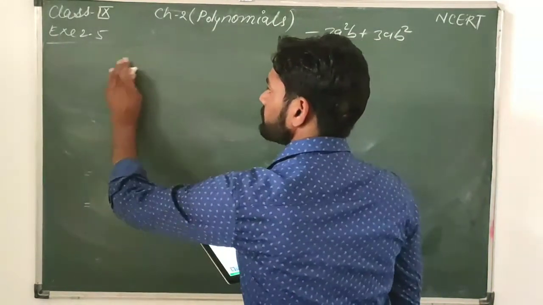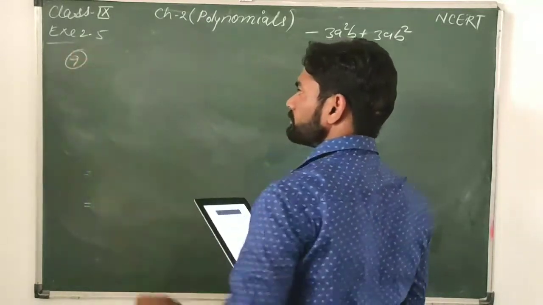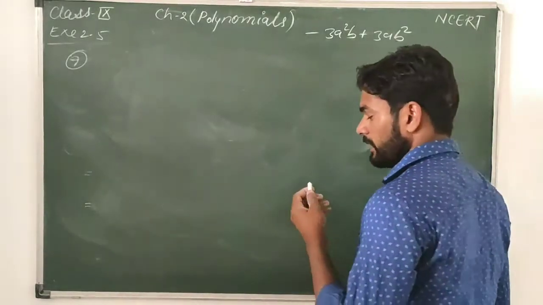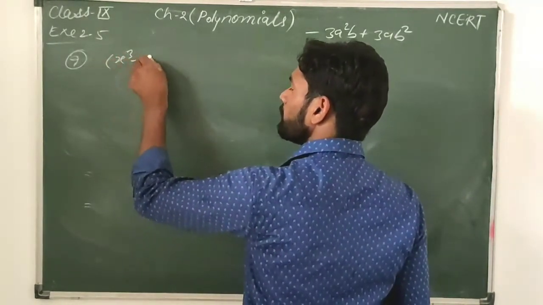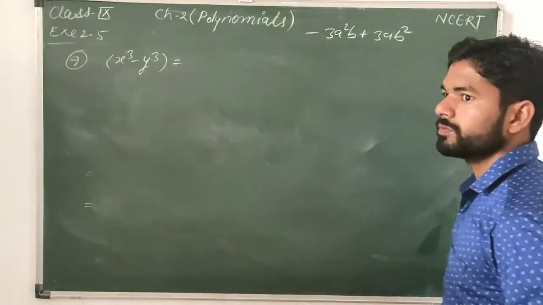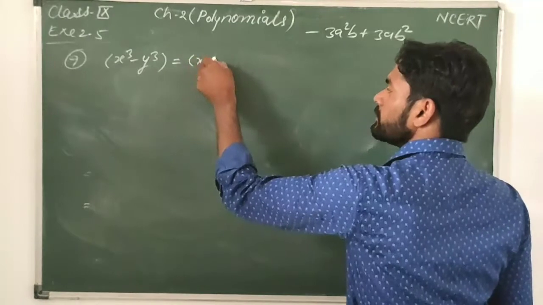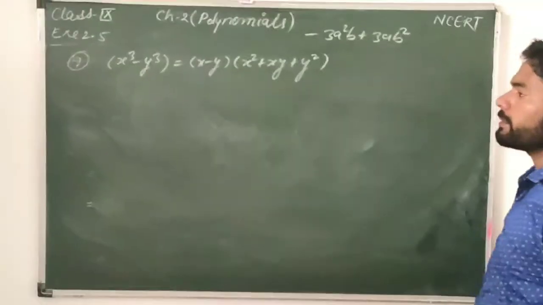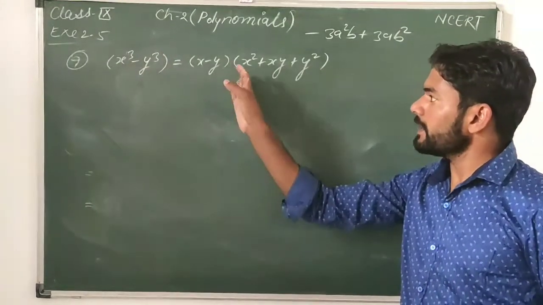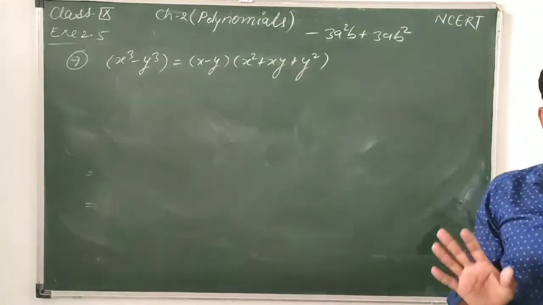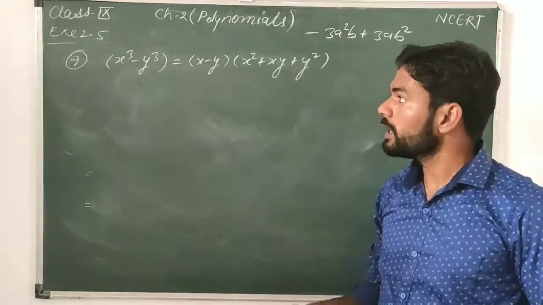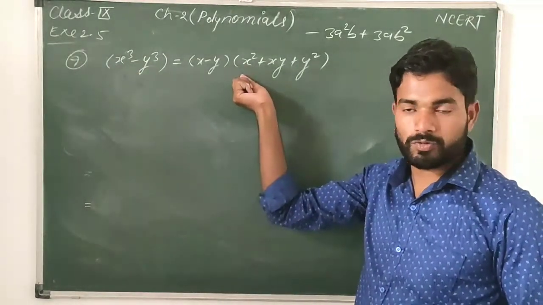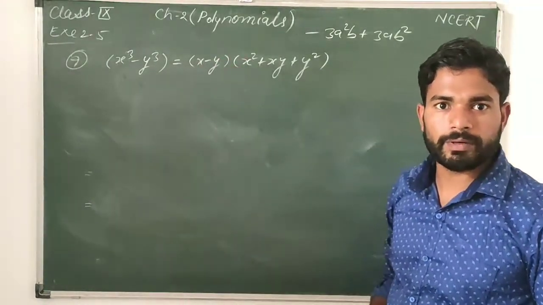Question number 9. Verify x cube minus y cube is equal to x minus y into x square plus xy plus y square. We have to verify whether this gives that or that gives this. We have to show that both are equal. If we simplify or solve this, then our answer should equal this or not. We have to check. If it is correct, then the statement is also correct.